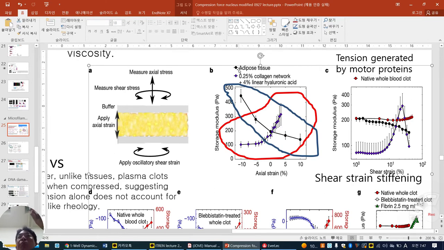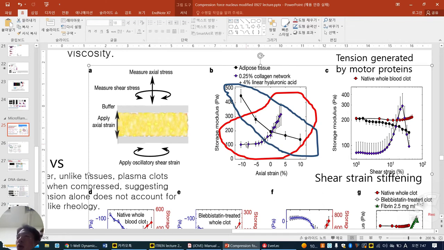So adipose tissue also, while under compression, shows an increase of modulus. They become hard. But we can use exactly the same setting, the same ECM components, collagen and hyaluronic acid, to mimic the adipose tissue. But this violet color, how did that happen? While compressed, the modulus decreases, which means we cannot mimic the tissue using the ECM only.